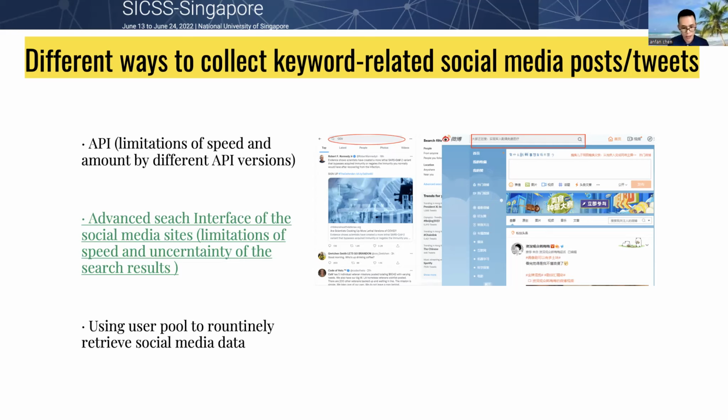And once you build the user pool, you can continuously retrieve the social media posts from the homepage of all the 200 million users. And then if you want to get the specific keyword-related posts, you can just filter the corpus with the keywords. For instance, posts related to Black Lives Matter, or posts related to Xi Jinping, the chairman of the PRC.